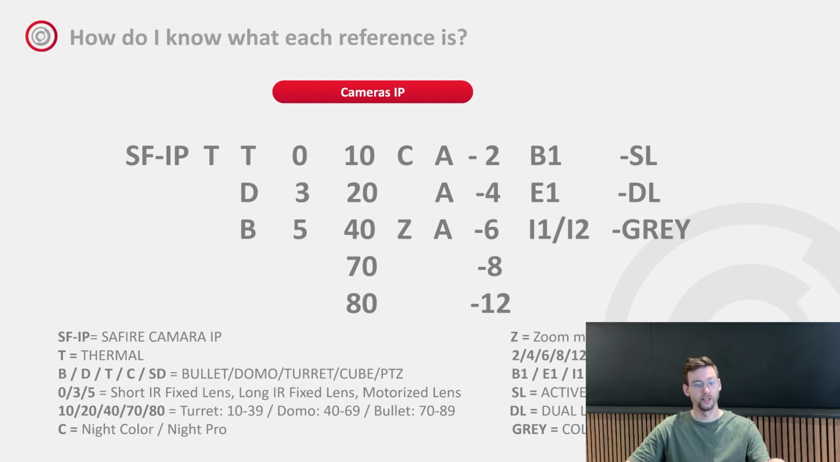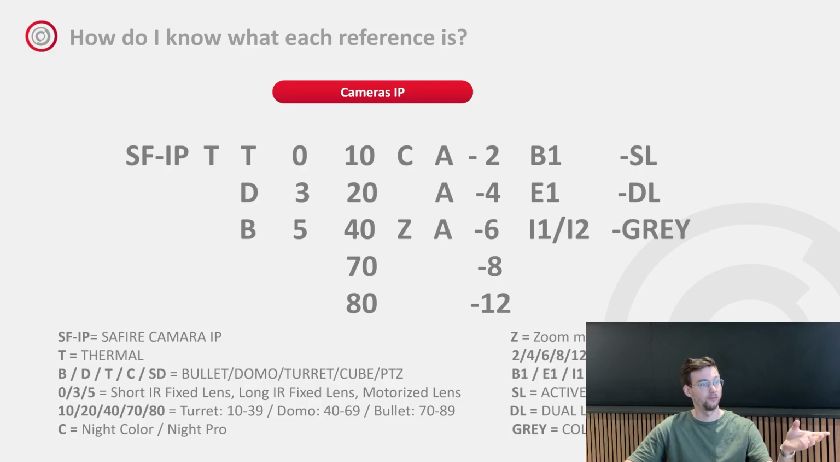Then next up, we have three numbers. It's either 0, 3, or 5, which gives us an idea what type of lens we're having. If it's either a short fixed lens, a long fixed lens, or if we have a motorized lens. Then we have the 10, 20, 40, 70, and 80. It's a little bit like an identification between turret, dome, and bullet, but it's not that important.